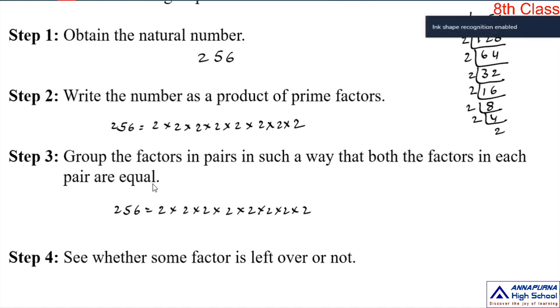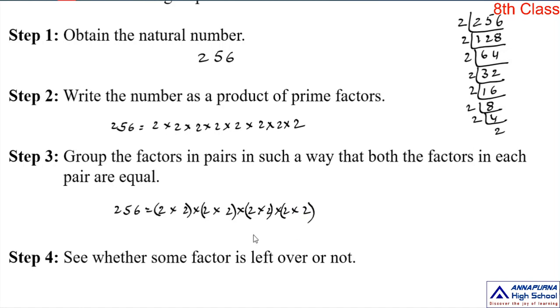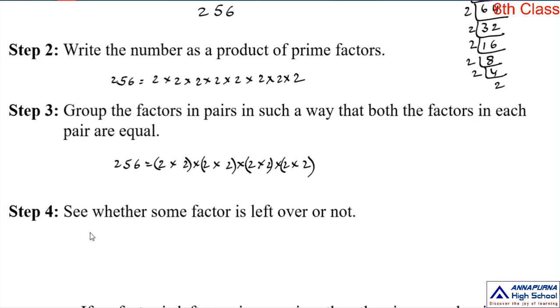In that pair you take equal factors. Here all factors are equal, all are 2's. Now group them. This is one pair, this is another pair, this is another pair, this is another pair. Now come to step 4. See whether some factor is left over or not. Is there any factor left over from the groups? There is no factor. All factors are inside the groups.